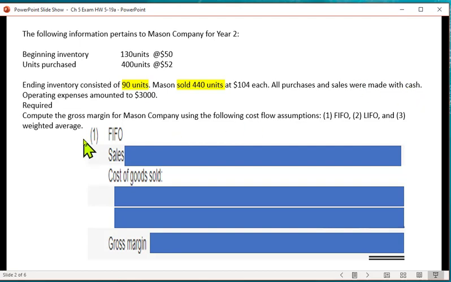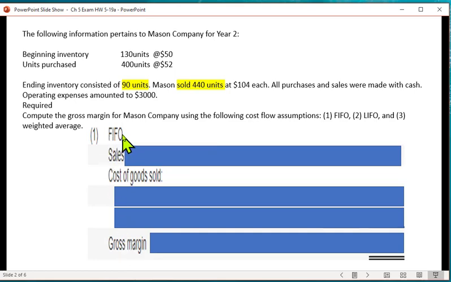Required, step 1. They want you to compute the gross margin for Mason Company using the following cost flow assumptions: FIFO, LIFO, and weighted average. So under FIFO, the first thing that comes in is the first thing that goes out. And they want the cost of goods sold, or excuse me, they want the gross margin. So gross margin is basically sales minus cost of goods sold equals gross margin. So let's run these numbers through here and see what kind of gross margin we get under FIFO.